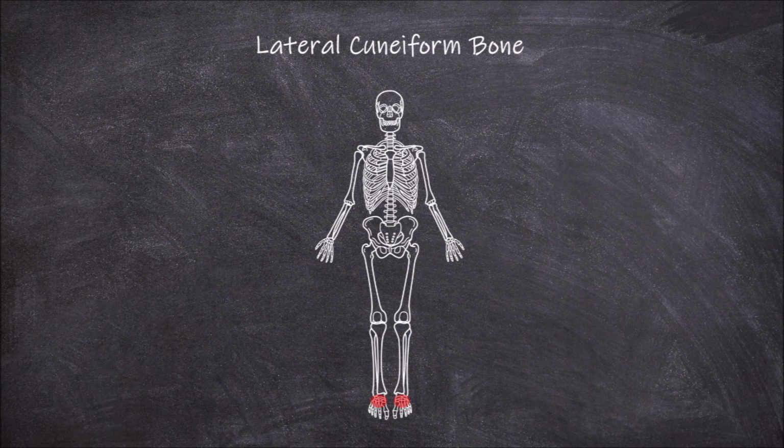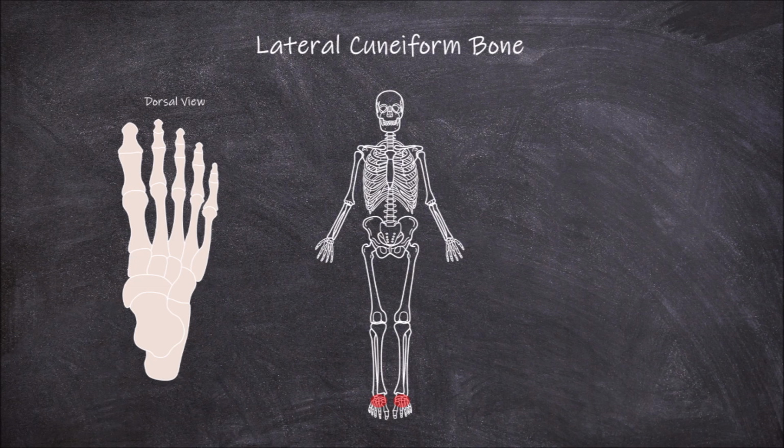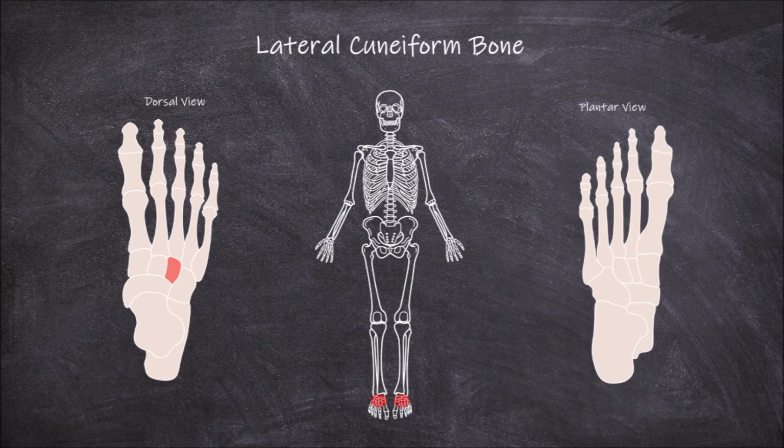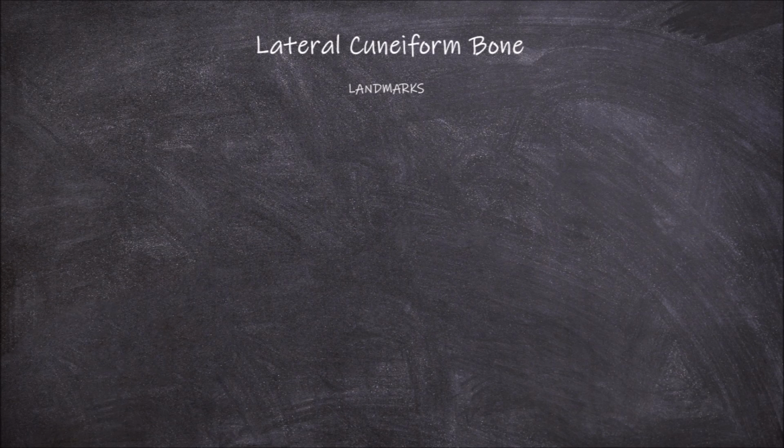If we take a closer look at the dorsal view of the right foot, which is the top of the foot, highlighted in red is the lateral cuneiform bone. If we now look at the plantar view, which is the sole of the foot, the lateral cuneiform bone is highlighted in red. Now we're going to look at the different landmarks and features of this bone.